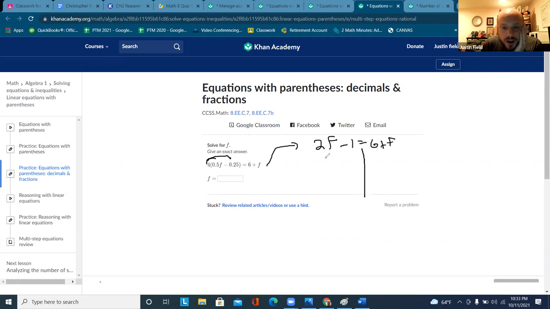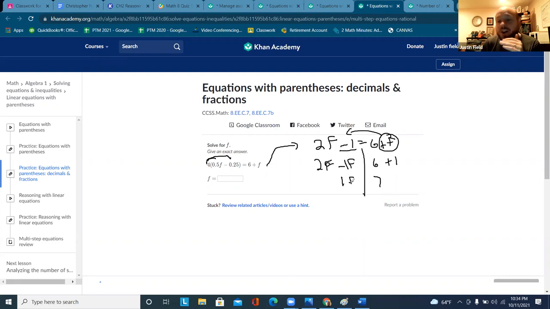All right. No like terms, so put my variables on the left. This is a positive f, so it's going to be negative f on the left. This is negative 1, so it's going to be positive 1 on the right. 2f minus f is 1f. This is 2 minus 1. 6 plus 1 is 7.